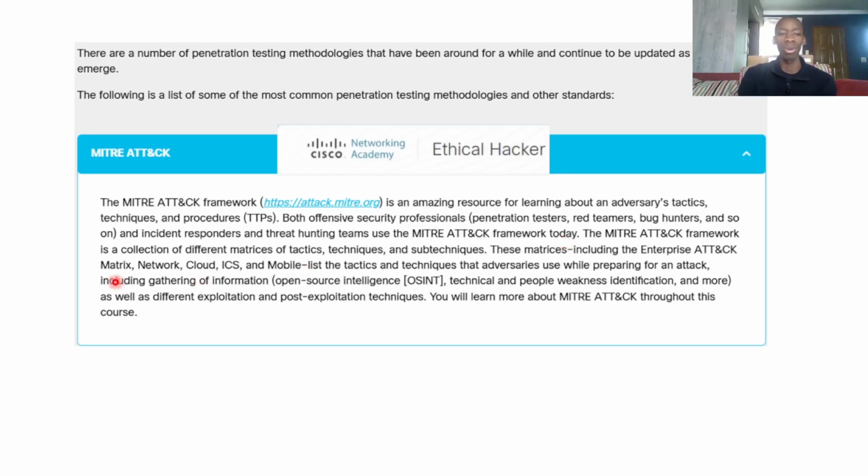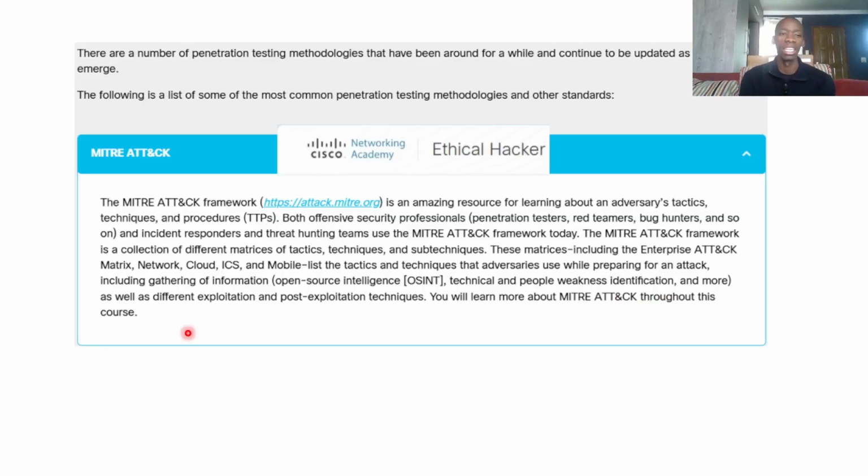Now the framework is a collection of different matrices, tactics, techniques, and sub-techniques. These matrices, including the Enterprise ATT&CK matrix, Network, Cloud, ICS, and Mobile, list the tactics and techniques that adversaries use while preparing for an attack, including gathering of information, technical and people awareness, identification, and more, as well as different exploitation and post-exploitation techniques. We will learn more about MITRE throughout this course.